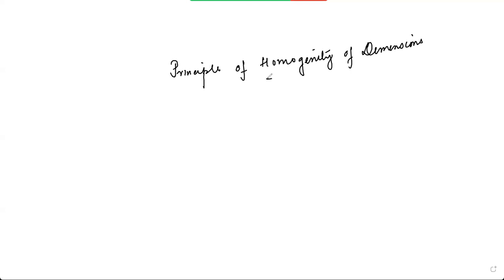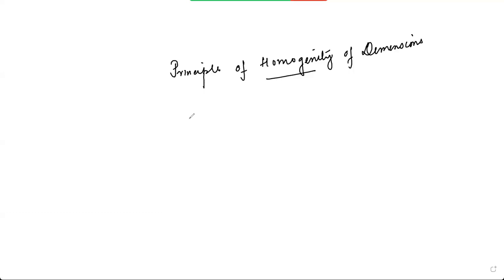Next, we will study dimensional analysis and its applications. Number one is the principle of homogeneity of dimensions. A given physical relation is dimensionally correct if the dimensions of the various terms on either side of the relation are the same.